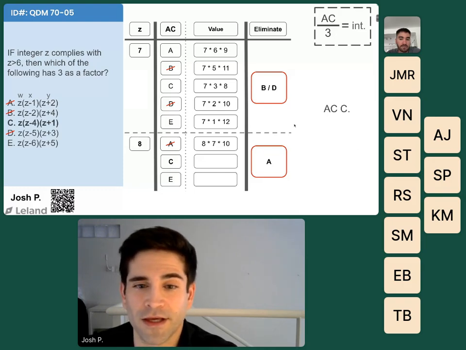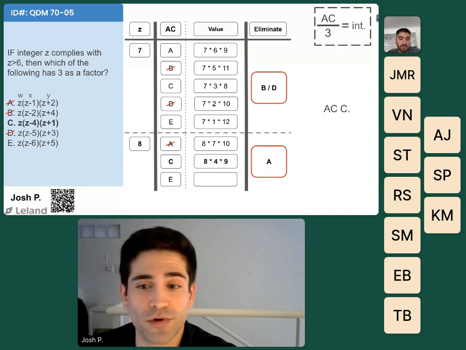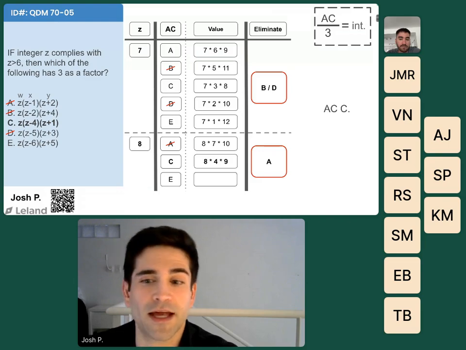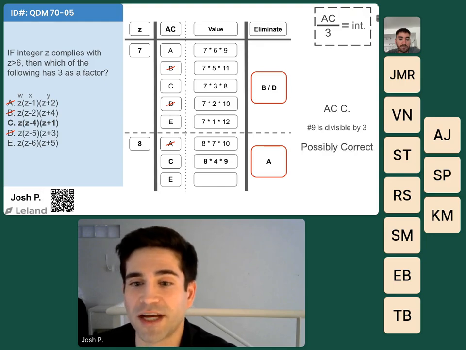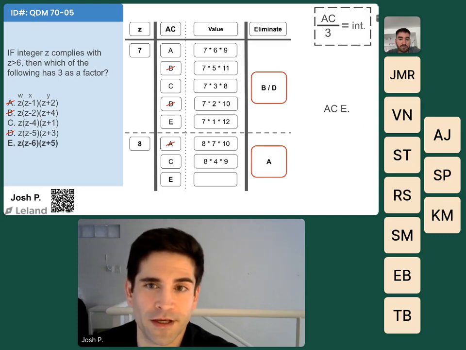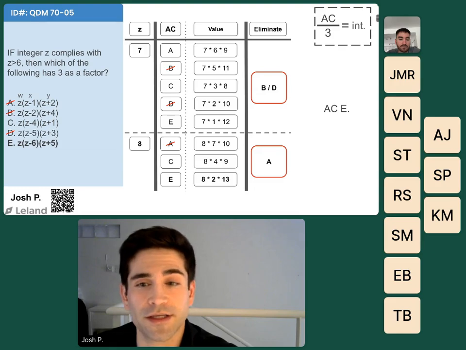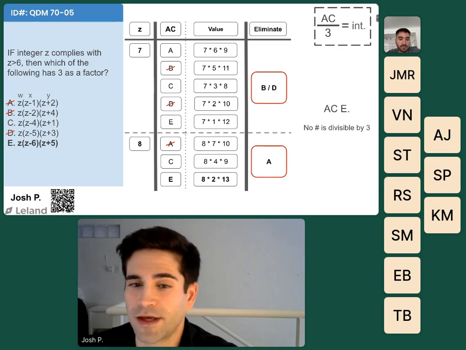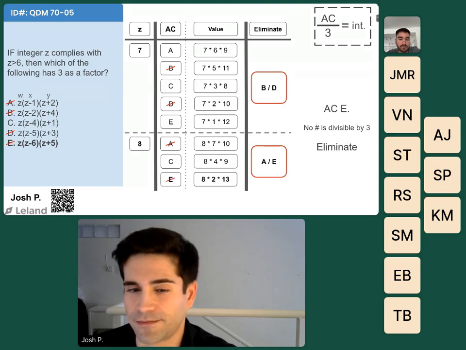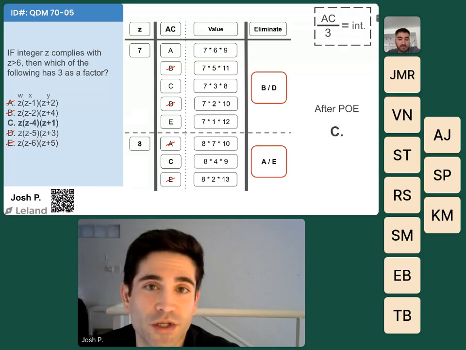C. If z is equal to 8, C becomes 8 times 4 times 9. And in this case, 9 is divisible by 3. So this answer choice is possibly correct. E. E becomes, when z is equal to 8, 8 times 2 times 13. And in this case, no number is divisible by 3, and therefore we can eliminate answer choice E. Thus, after process of elimination, the correct answer choice is C.